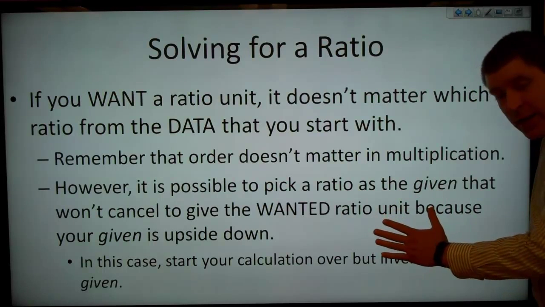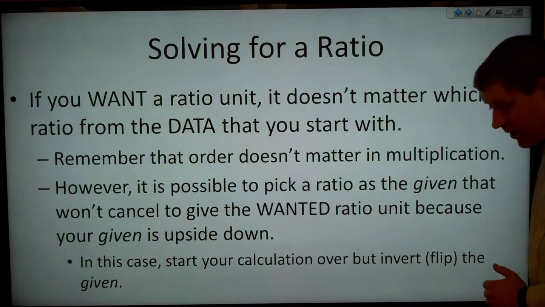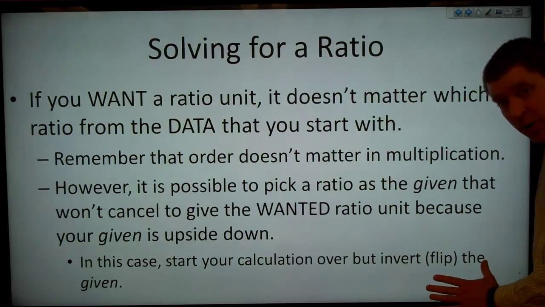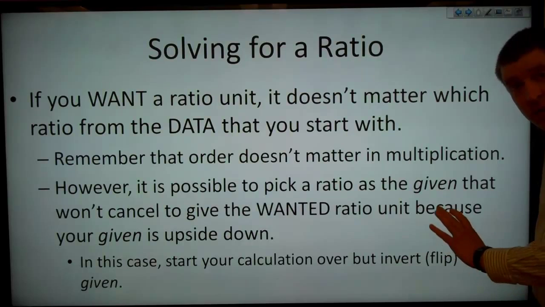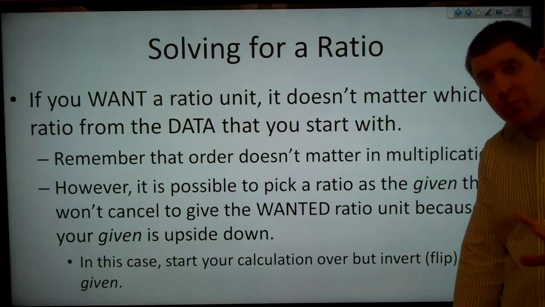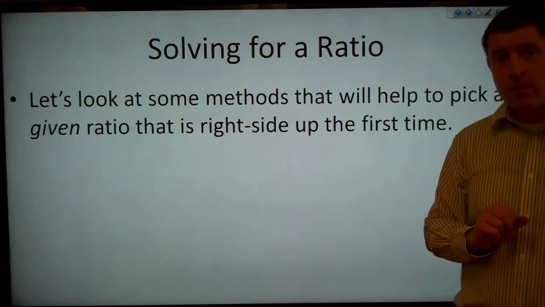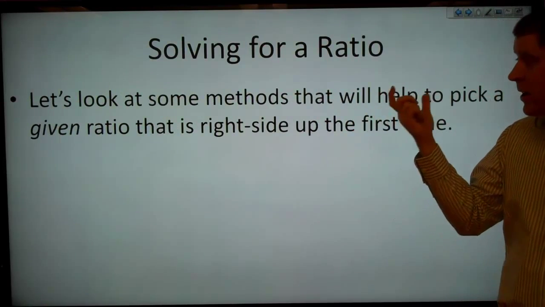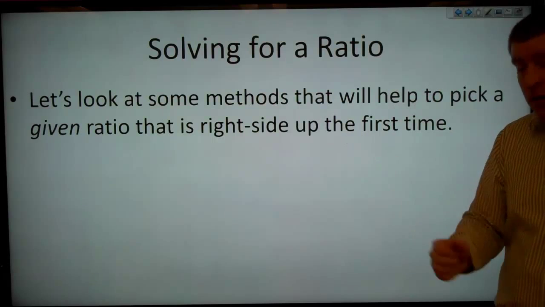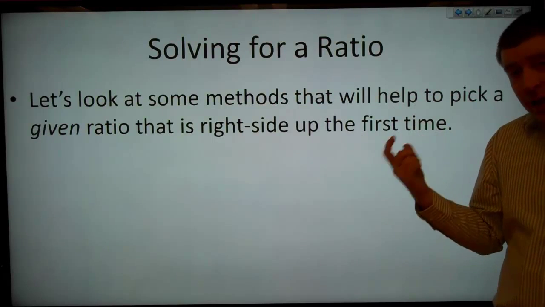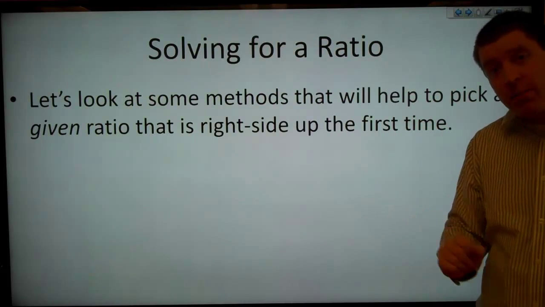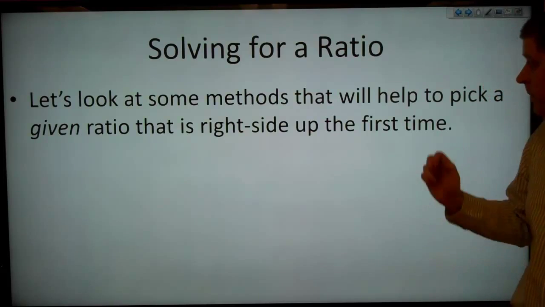And if you find a case like this, then start your calculation over again, but invert your given, which means flip your given over. So what you had on the bottom, put that on the top, and what you had on the top, put that on the bottom. So let's look at some methods that will help us to pick the given ratio that is right side up the first time around, so we don't have to bother going back and flipping.